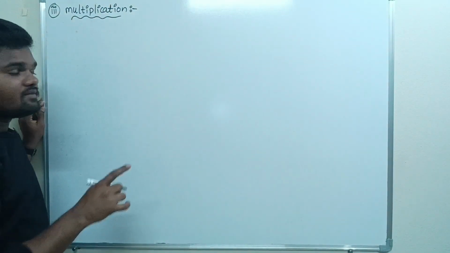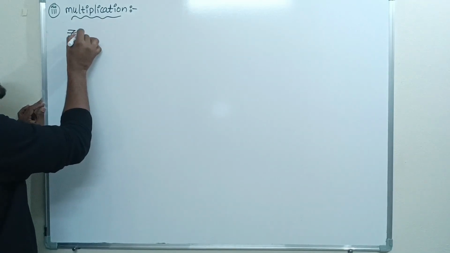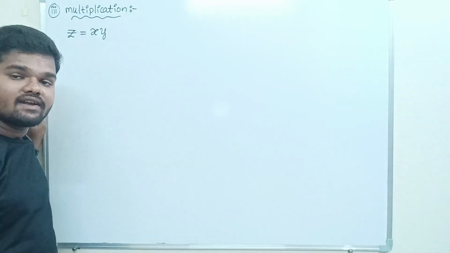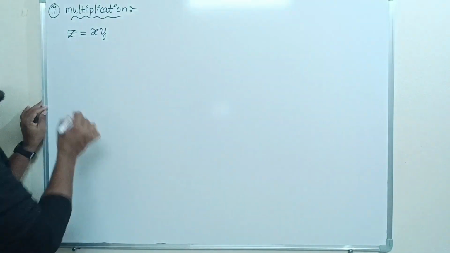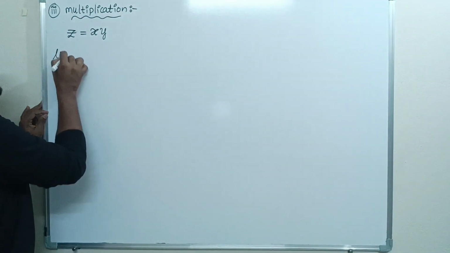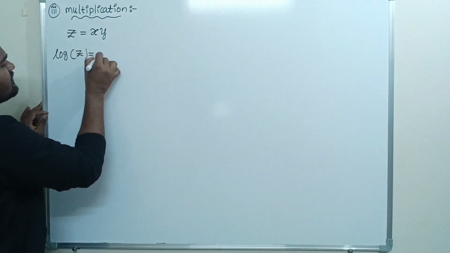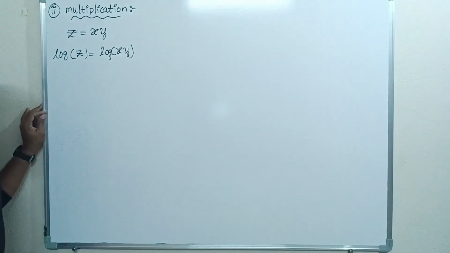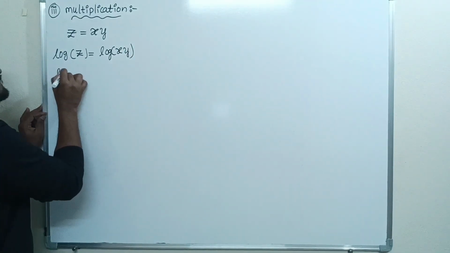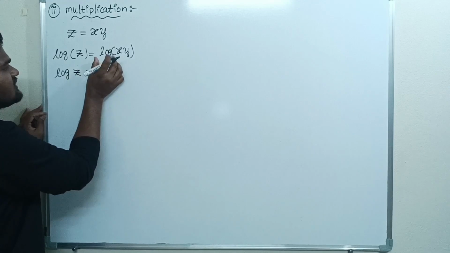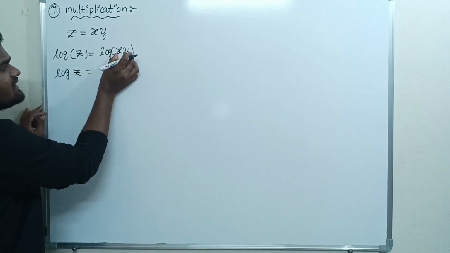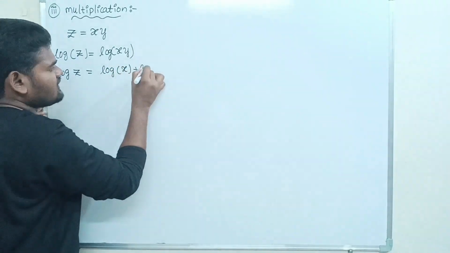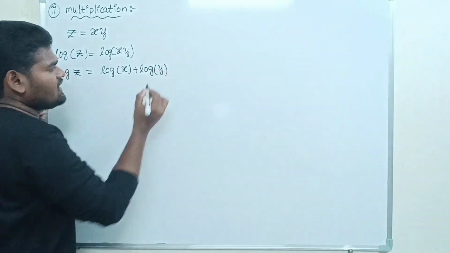Now the physical quantity z is related with x and y as z is equal to x into y. So I am applying a log on either side. Log z is equal to log of x into y. Log of a into b can be written as log a plus log b.